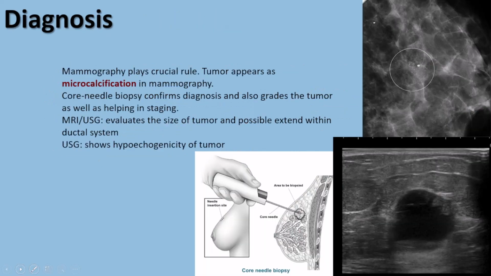So what are the diagnostic tools that we can use in case of ductal carcinoma in situ? Mammography is one of the most important tools that we are using in case of ductal carcinoma in situ. Note that most of the women who are suffering from ductal carcinoma in situ are older than 30 years of age. That's why mammography is better than ultrasound in case of ductal carcinoma in situ. And on the mammography, you are going to see a very small tumor which is microcalcified.